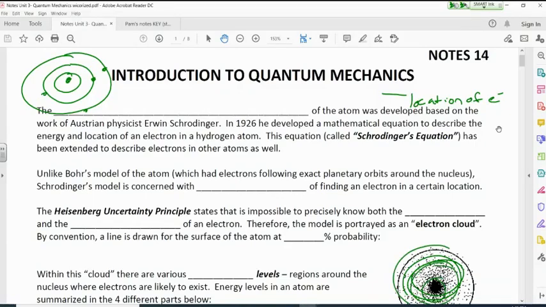So they are going to stay in that basic location away from the nucleus, but they're not going to stay in that perfect orbit. They're going to bounce around, and they move so fast it's actually really hard to see them. All right, so let's begin.